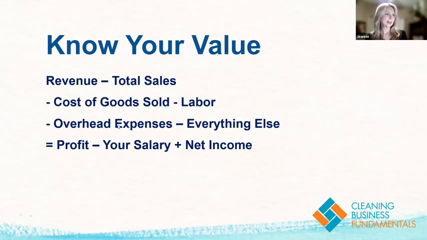So when we talk about knowing your value, it is important to know how much it costs you to go clean a house. There are just costs to doing business, right? This is a basic structure of what a profit and loss statement looks like. There are 4 buckets: income, cost of goods sold, overhead expenses, and your profit. And being in control of those numbers, knowing what they are, really helps you price your jobs.